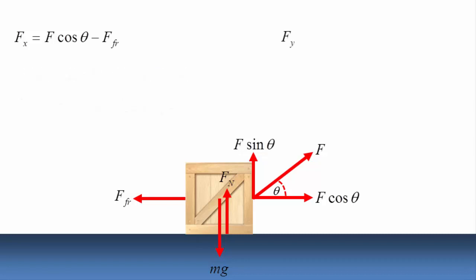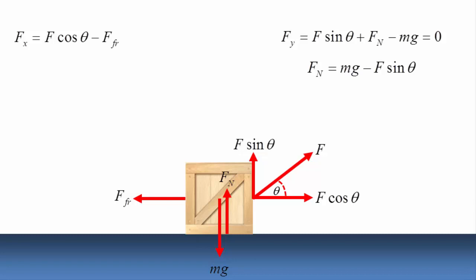Now let's have a look at the vertical direction. We have the vertical component of the applied force as well as the normal force pointing up, and we have the weight of the crate pointing down. The net force in the vertical must be zero since there is no movement in the vertical direction. This then gives us a normal force being equal to the weight of the crate minus the vertical component of the applied force.